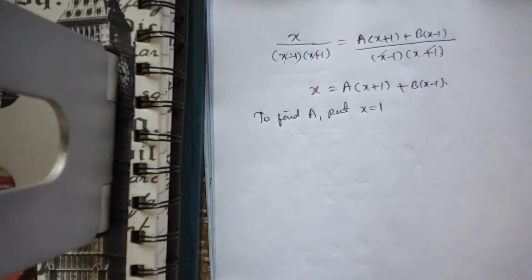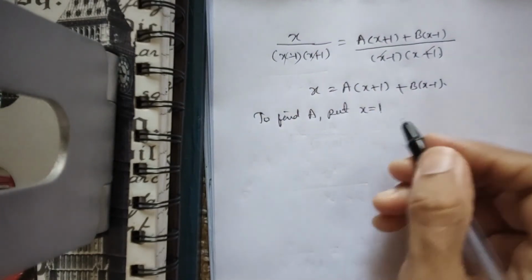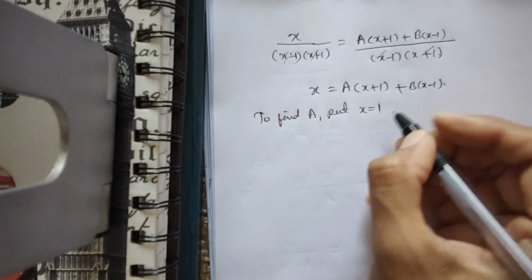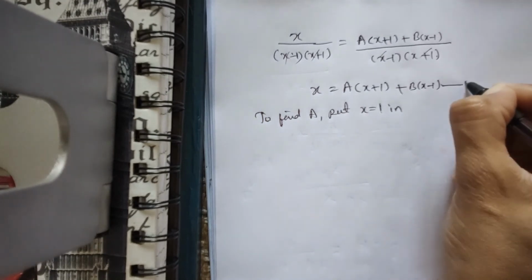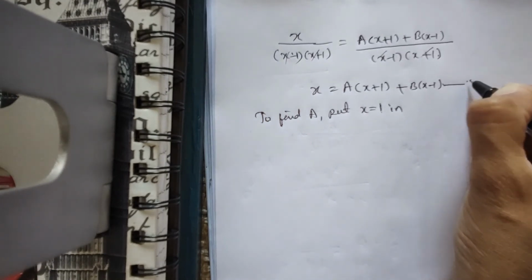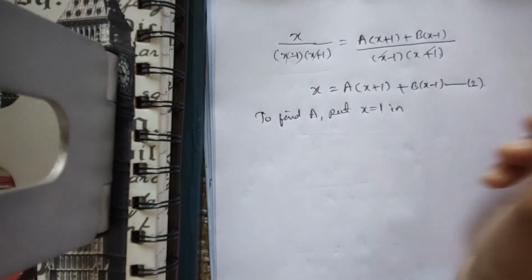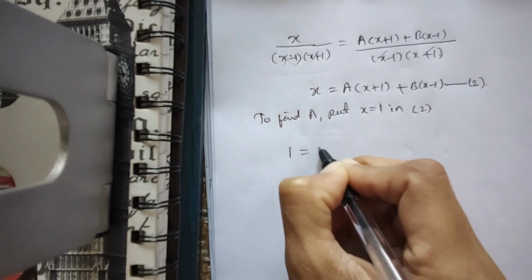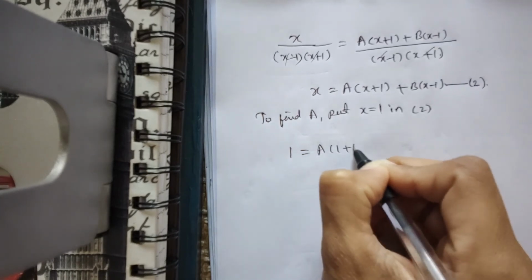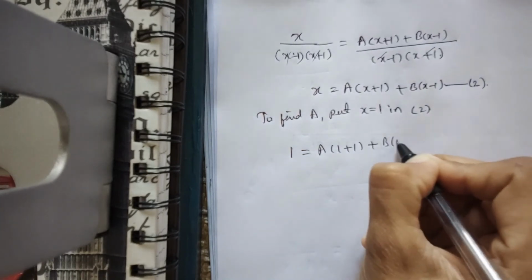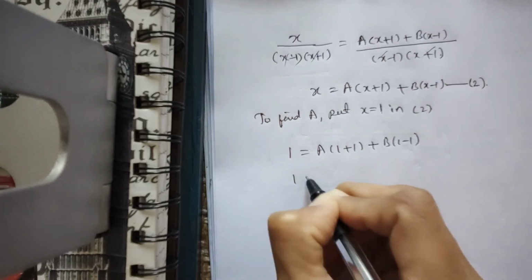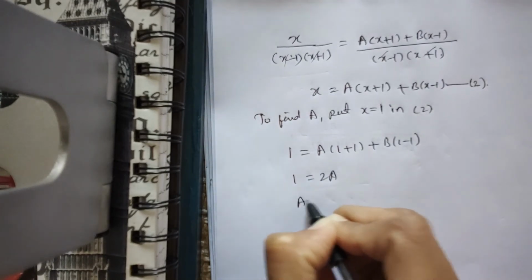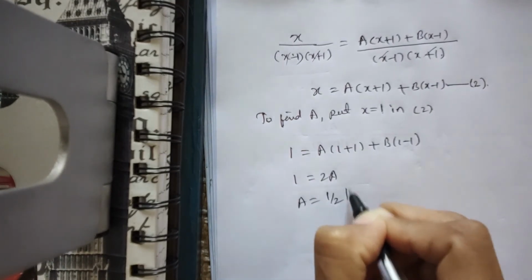Okay, alright. Now let's just give it the name equation 2. Put in equation 2. So what will I get? 1 equal to a into 1 plus 1 plus b into 1 minus 1. So 1 equal to 2a, a equal to 1 by 2.